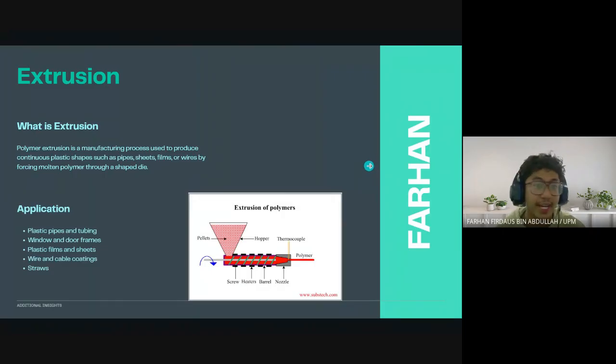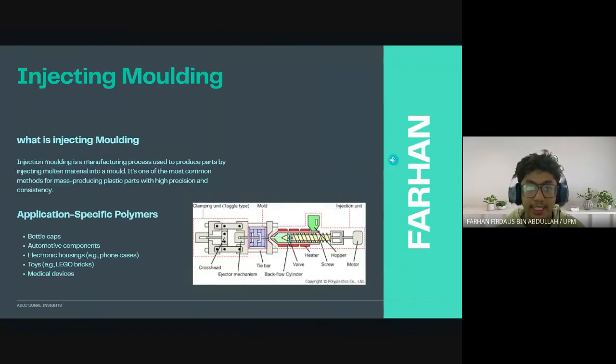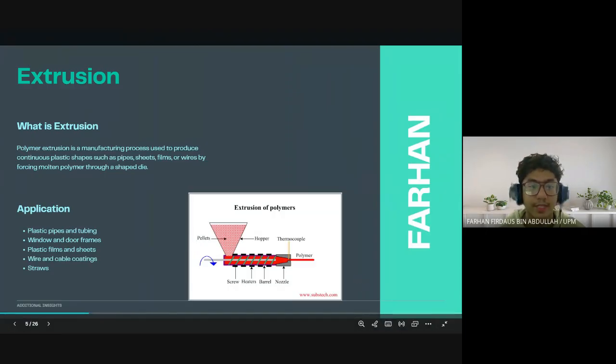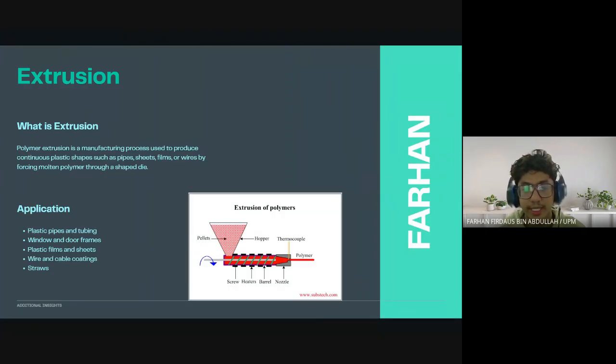And next, we have extrusion. So polymer extrusion is a manufacturing process used to produce continuous plastic shape, such as pipes, sheets, film, or wires, by forcing molten polymer through a shaped die. So the difference of extrusion and the injection is the extrusion is for a longer type of product. The example is plastic pipe and tubing, windows and door frames, plastic film and sheets, wire and cable coating, and straw.